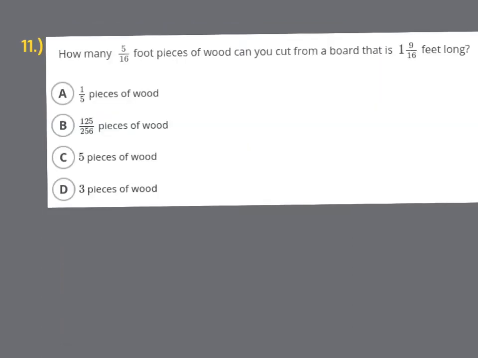How many 5 5/16 feet pieces of wood can you cut from a board that is 1 9/16 feet long? Oh my gosh, this is so difficult. I don't know what to do. So whenever I see these kind of numbers that I'm like, ooh, yeah, that kind of hurts my head to try and just think about it, I think about different numbers, simpler numbers. So if I knew that this was 10 feet long, this is what I'm thinking in my head, this is not 10 feet long.